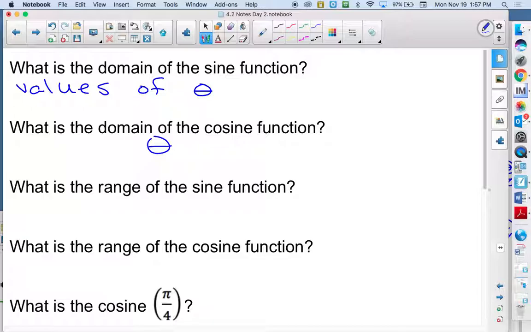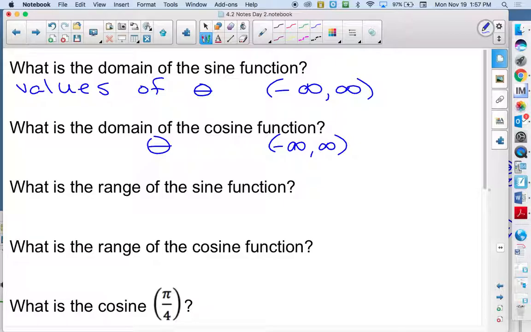It can be anything. So the domain of the sine and cosine function is negative infinity to positive infinity. Because angles are allowed to be extremely large. I just spin around the circle a whole bunch of times. And they can be extremely small. They're allowed to be negative. So your domain can be anything. You can plug any angle into it. It doesn't have a restriction.